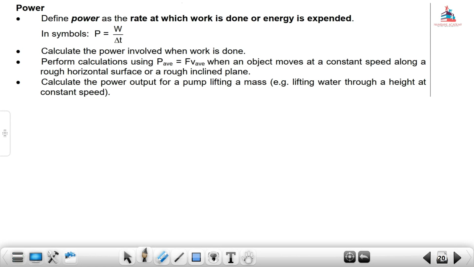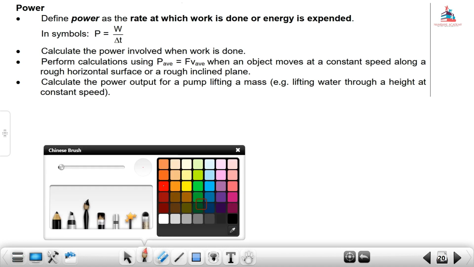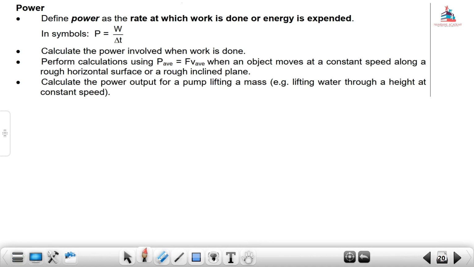I will say with power, there isn't much to discuss, because we need now to calculate work done first. And once we have work done, it's easy now to calculate for power. But what does the definition of power say? As per the exam guideline, it says power is defined as the rate at which work is done or energy is expended. So this is the formula. You'll also get it from the formula sheet.